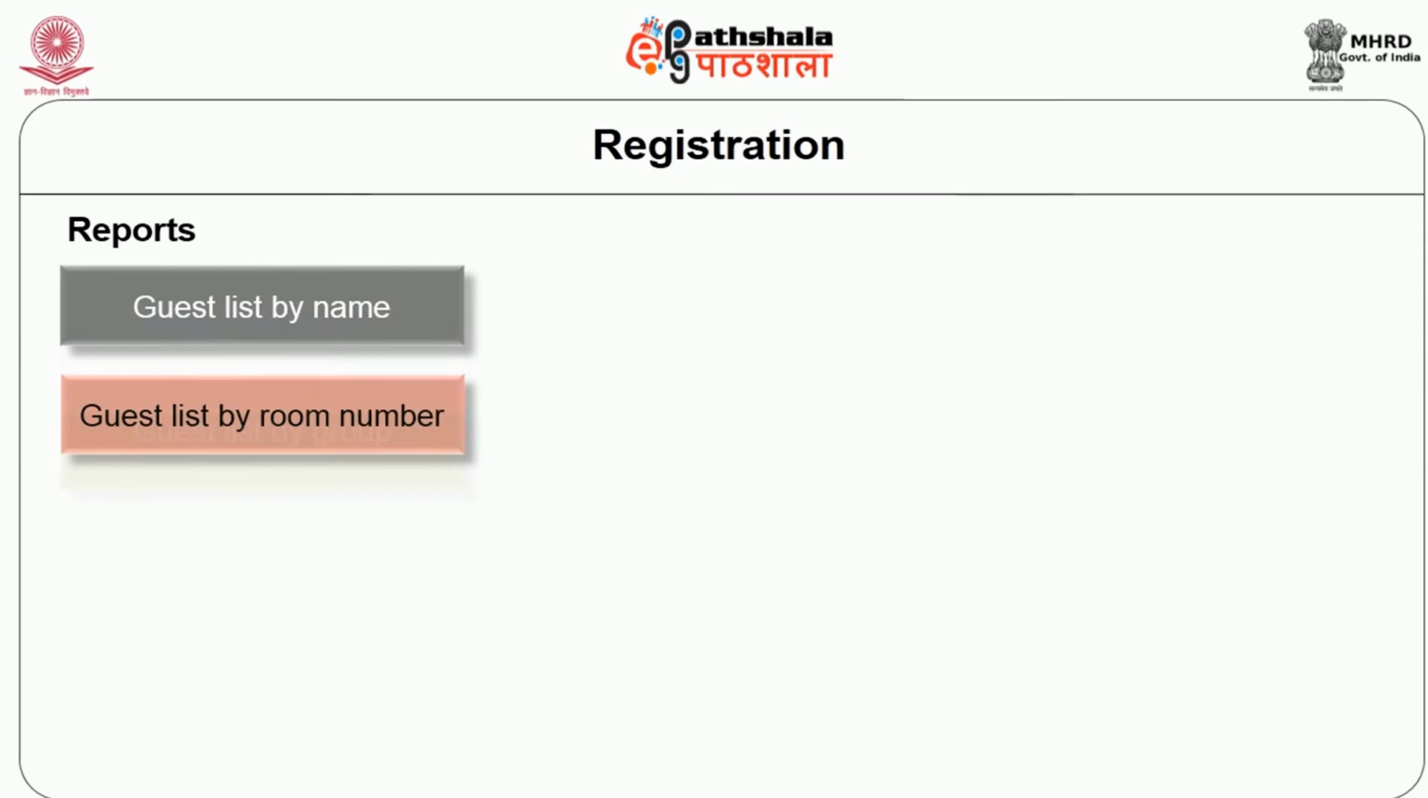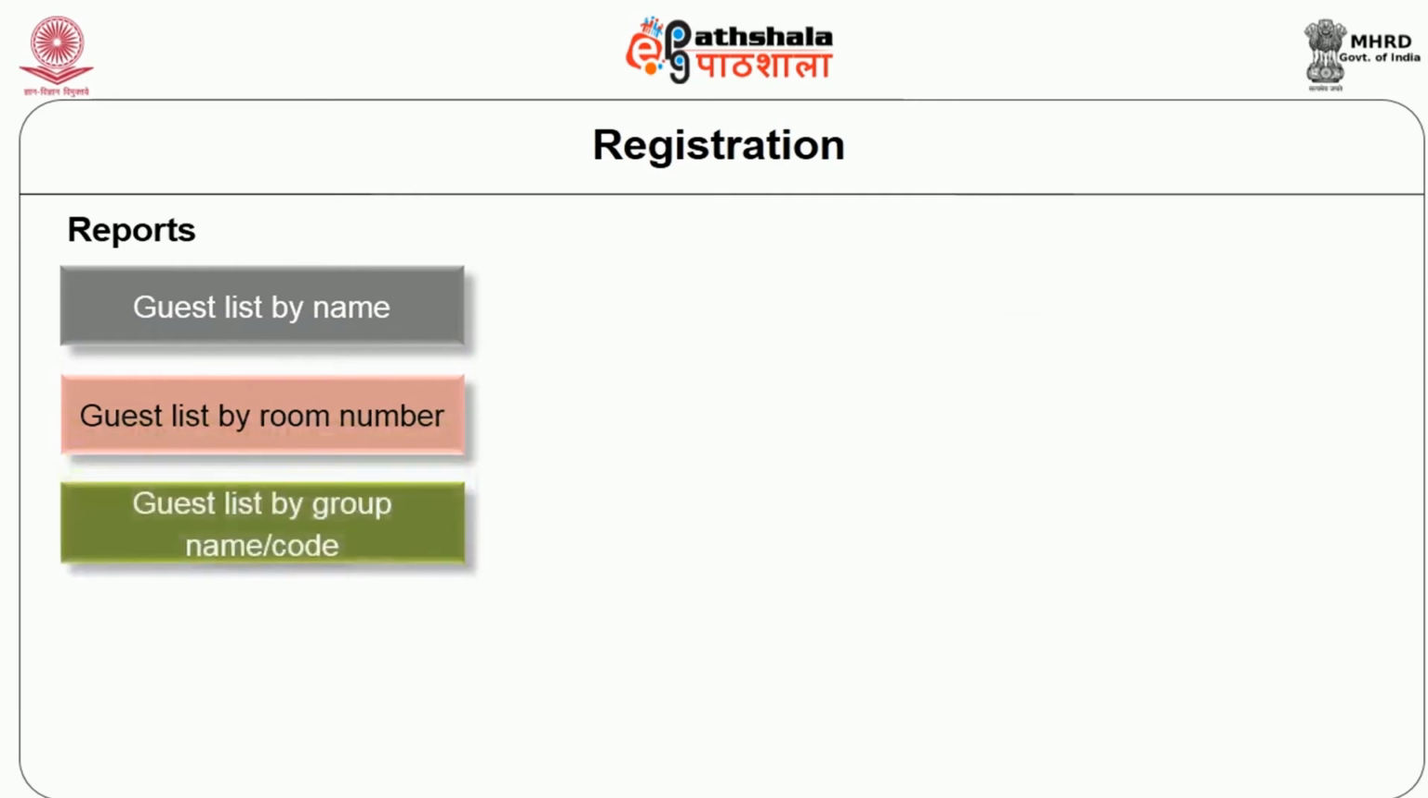Next is the guest list by room number. Here you will include the guest name as well as the room numbers they are going to occupy. Those details are given here. Next is the guest list by group name and code.